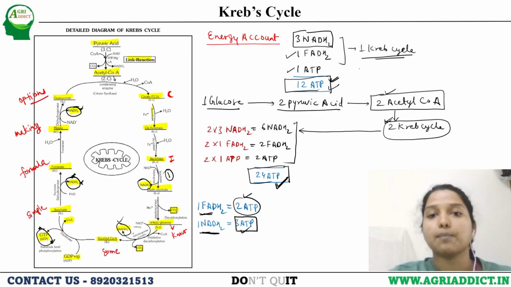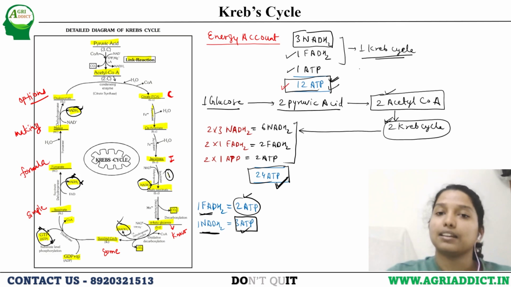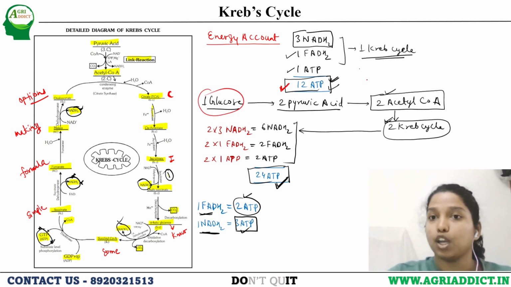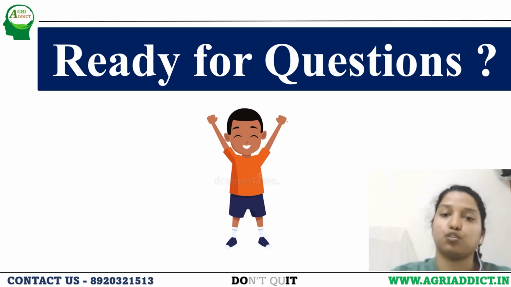So see, I know some simple formula making option. One Krebs cycle results in the synthesis of 12 ATP. Because one glucose is forming two acetyl coenzyme A, two Krebs cycles should be there. So 24 ATP is formed. Okay, let's move to the questions.